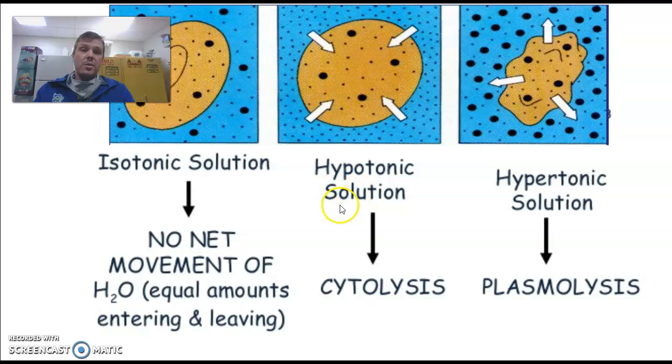So in an isotonic situation, we have the same amount of dissolved solute inside and outside. In a hypotonic solution, we have more dissolved solutes inside the cell and fewer dissolved solutes in the solution. And in a hypertonic solution, we have more dissolved solutes outside the cell and fewer inside the cell.